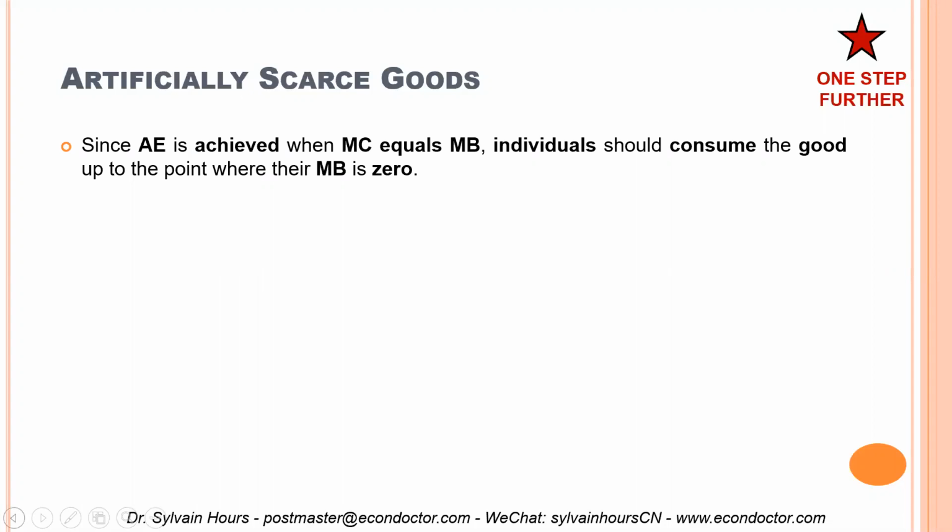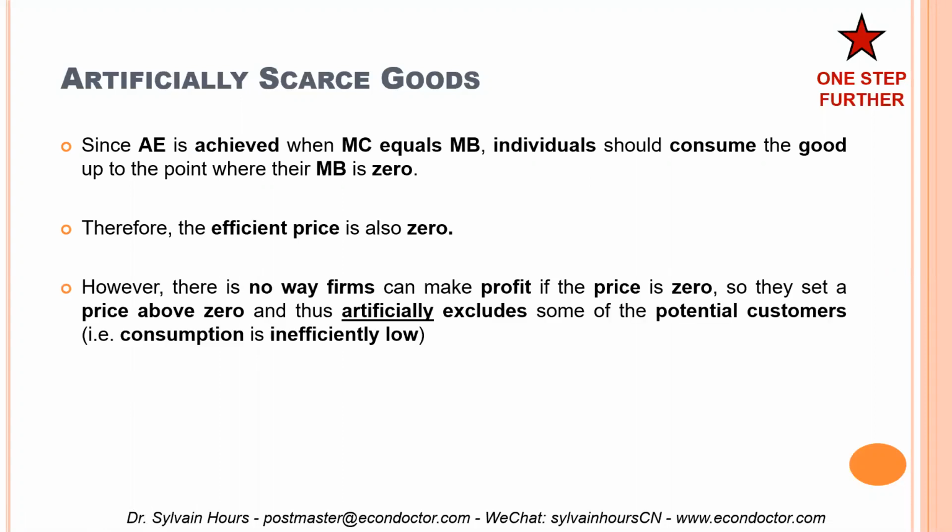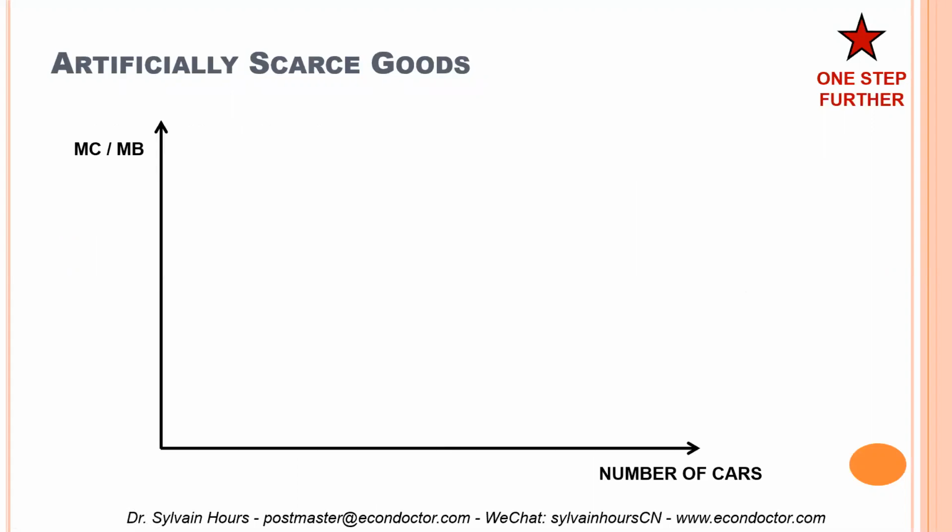Again, this is beyond the scope of the AS syllabus, but you can discuss this point in A2 when you talk about market failures. Since allocative efficiency is achieved when MC is equal to MB, individuals should consume the good up to the point where the marginal benefit is zero, so the efficient price is zero. But firms can't do that, so they will charge a price above zero in order to artificially exclude some of the potential consumers, and that's why we call it an artificially scarce good. Therefore, consumption is inefficiently low.